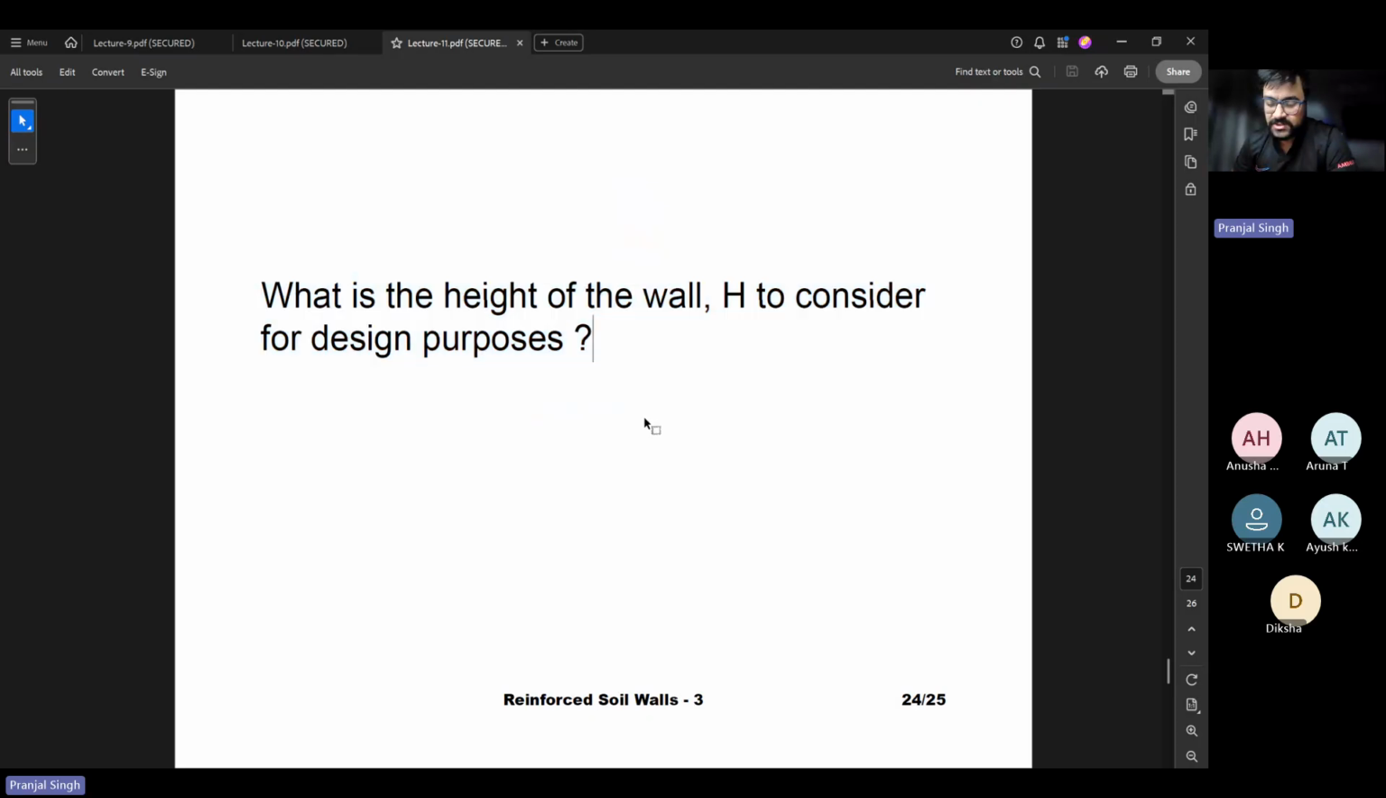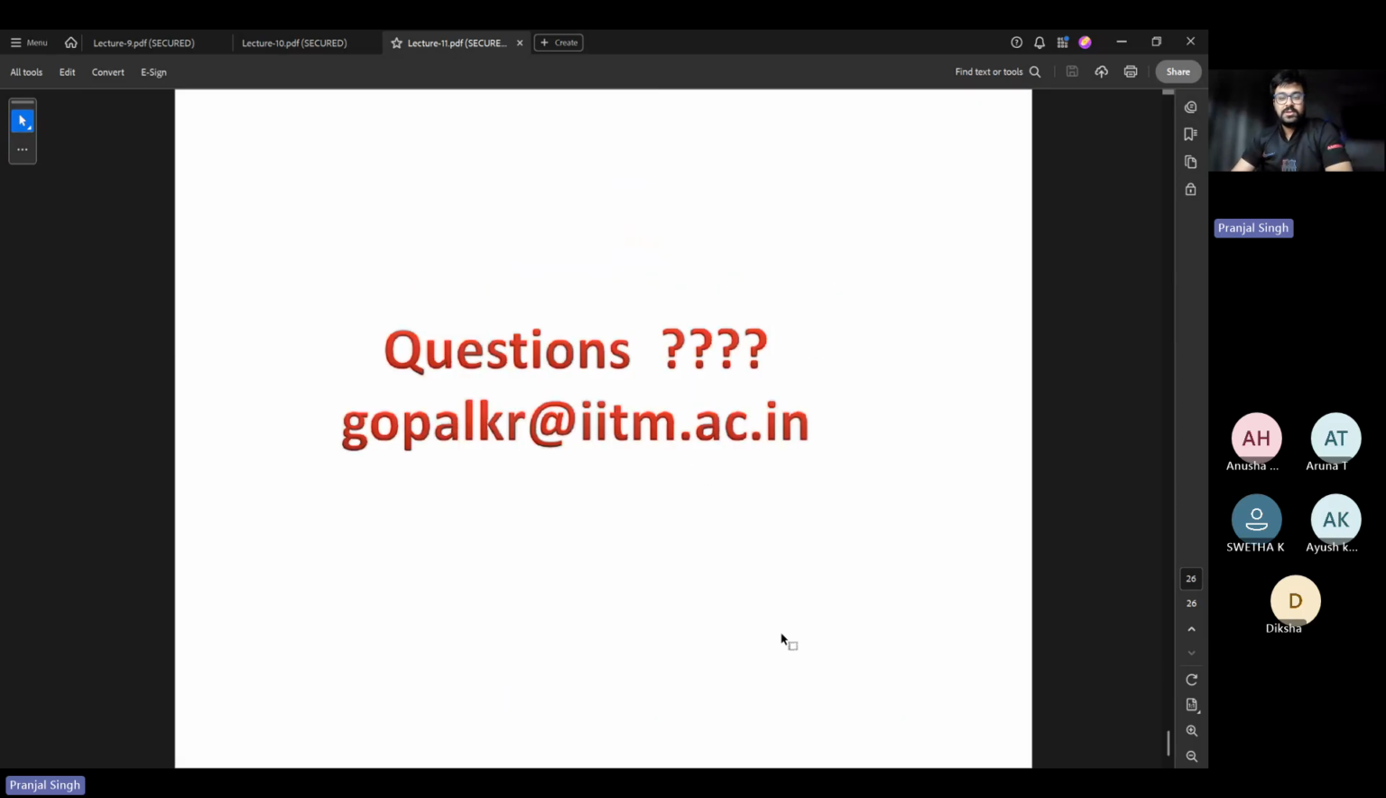I don't know if it was discussed in the class. I did not attend the class, but I think you can find the answer to this question. I think we'll discuss it here in the class also. But otherwise, you can just look at the British code for the answer. So this is it. Now let's come back to the questions.